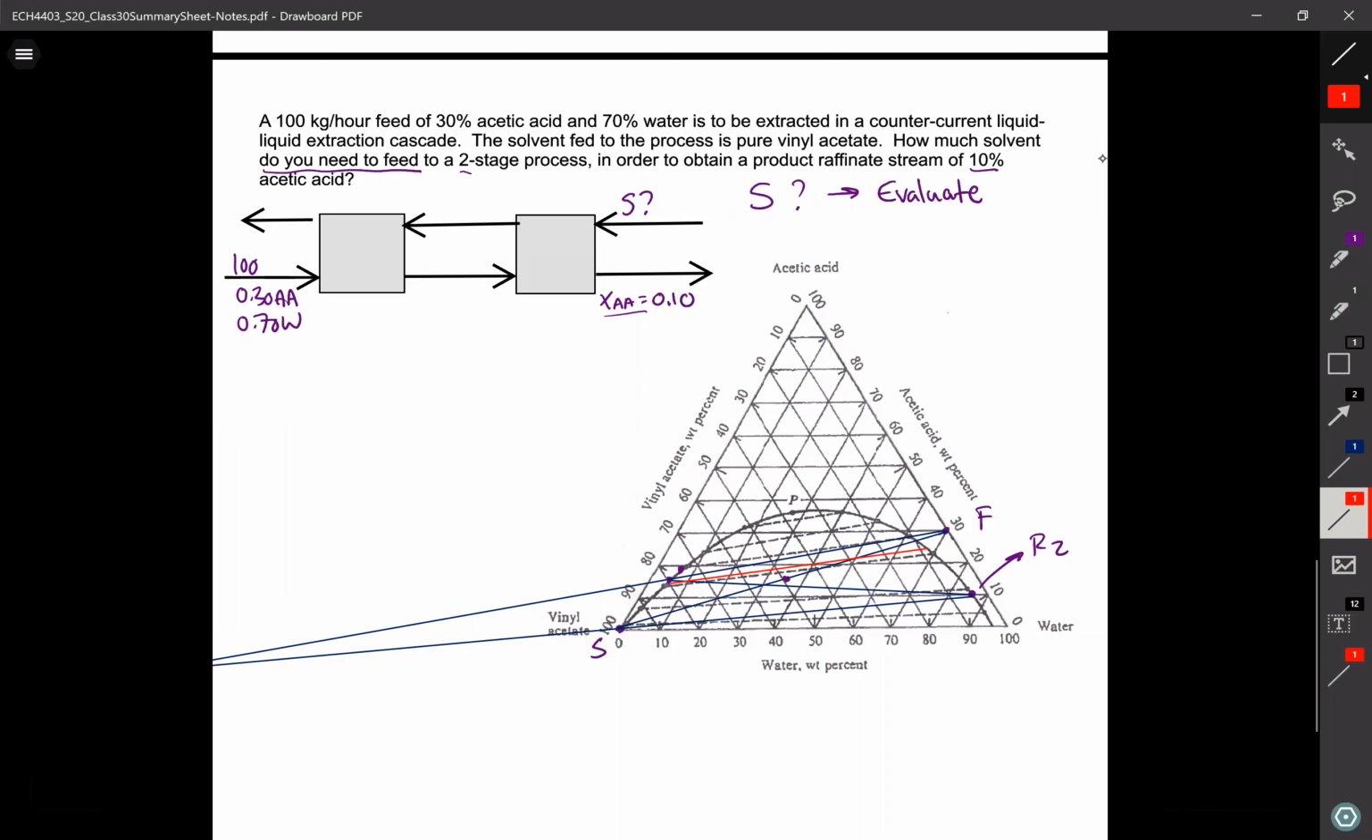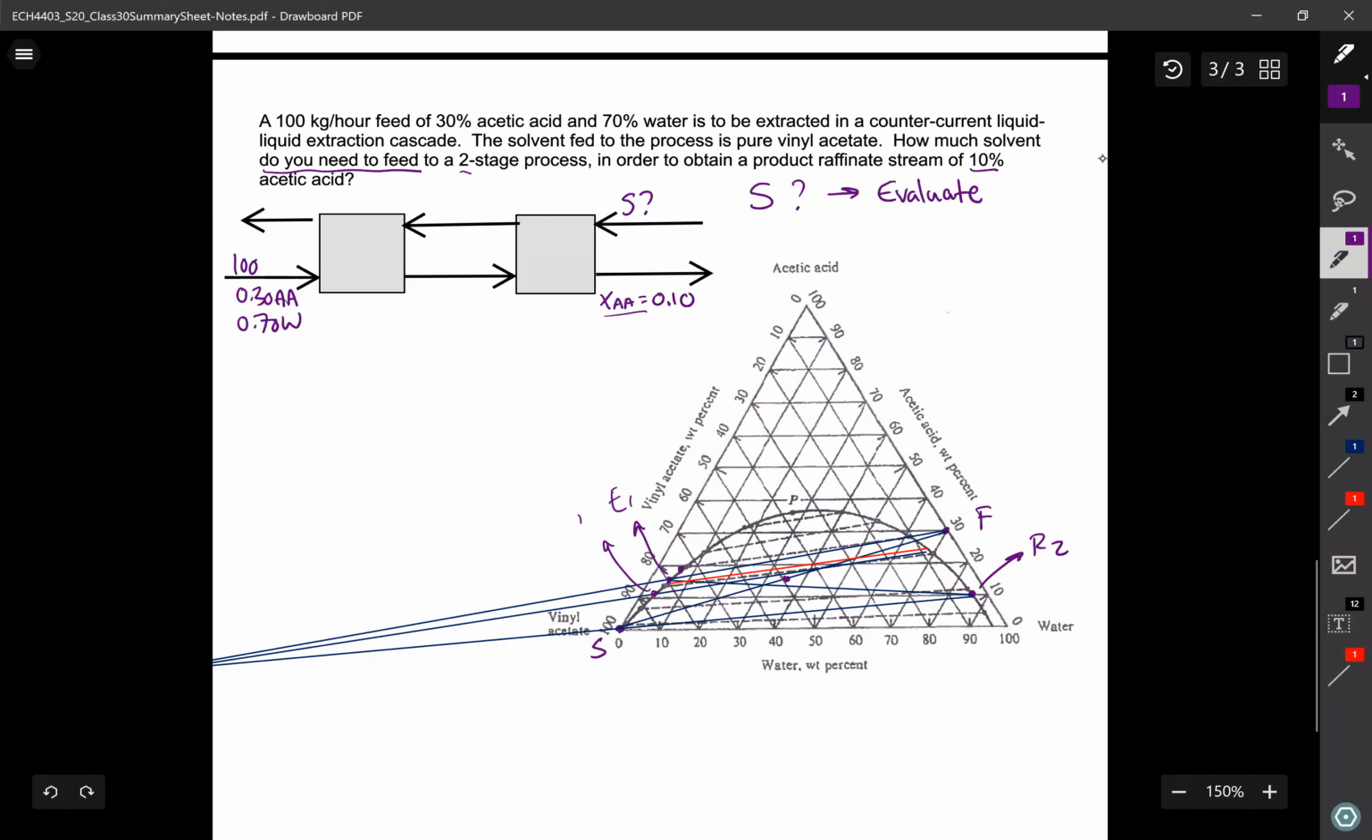And now that I have R1, I'm going to connect R1 to delta. Again, looking at kind of where it should be, and where it crosses is E2. Then my second tie line should match where R2 is. And unfortunately, I see now that my guess is not good enough.